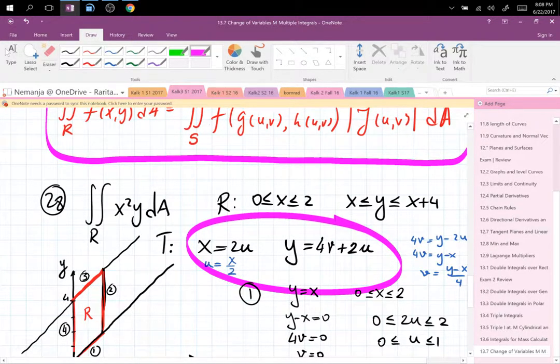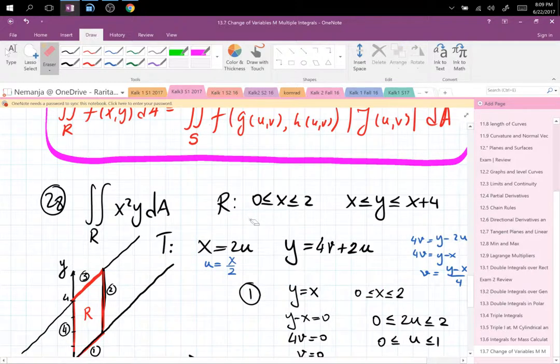I was looking at transformations on the screen because I have the problem, so I don't have to flip up and down. So I was looking on this screen to get the functions from the problem. So look, partial x, partial u is 2. Partial x, partial v is 0. Then partial y, partial u is 2. Partial y, partial v is 4.